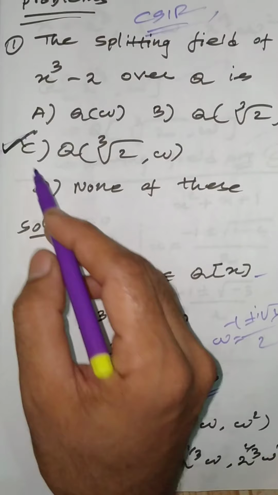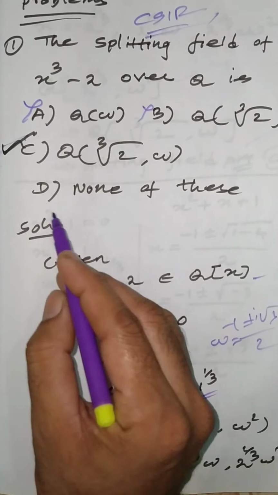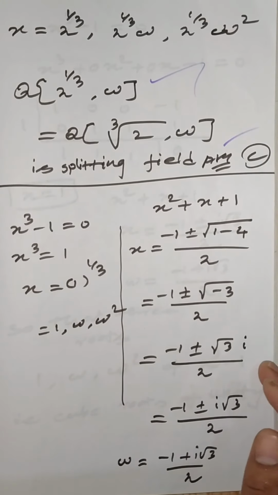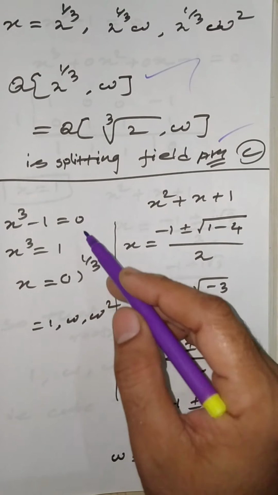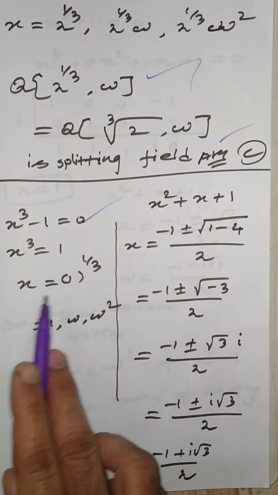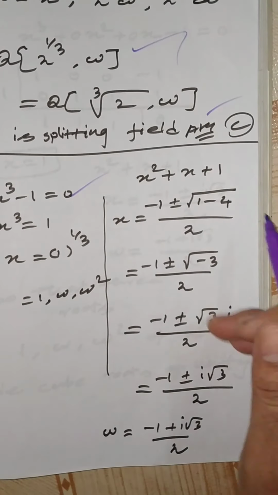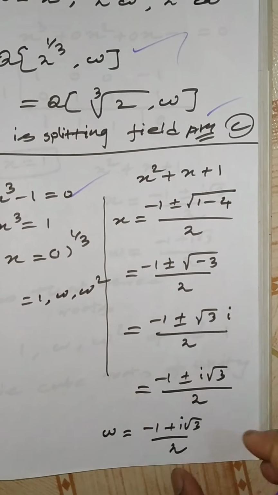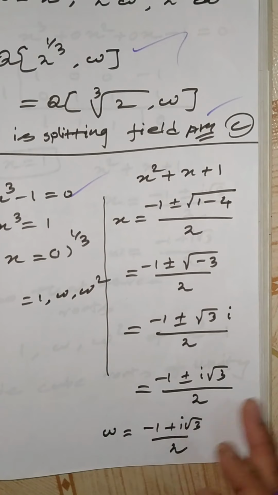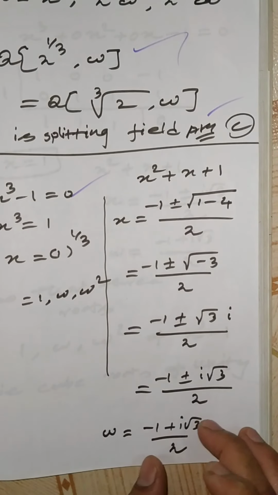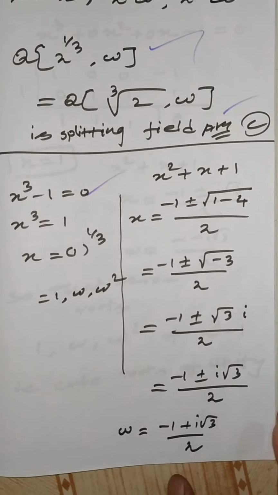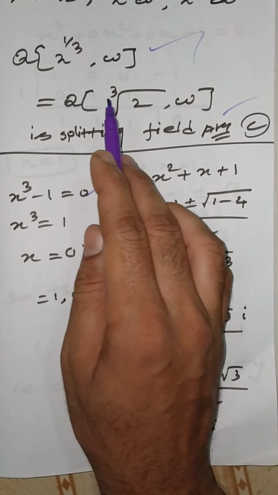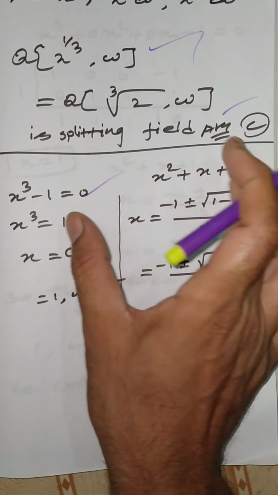The remaining options. We know very well this one. x cube minus 1 equal to 0, x cube equal to 1. This is solved using the minus b plus or minus root of b square minus 4ac by 2a formula. Use this one. So this omega is enough. We take this omega, everyone knows this concept. So that's why we take only omega. So cube root of 2, then omega is enough. This is called the splitting field.